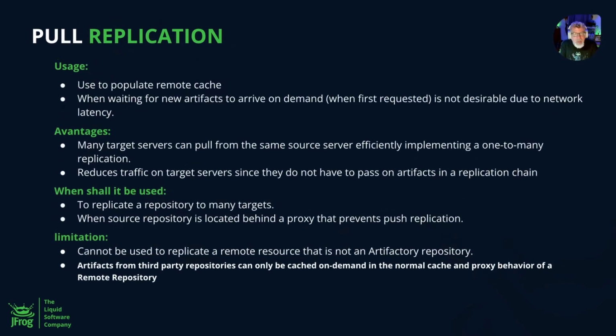Then we have pull replication, and what's nice about pull replication is it's great for populating things like a remote cache. One of the advantages is that it can reduce traffic. It also takes care of things like latency. Also, just so you know, it can't be used to replicate remote sources that are not another Artifactory instance, right? Remote repositories are for third-party external sources, but you can also replicate from a source down to a target instead. And what's great about this is that it allows you to have many targets.